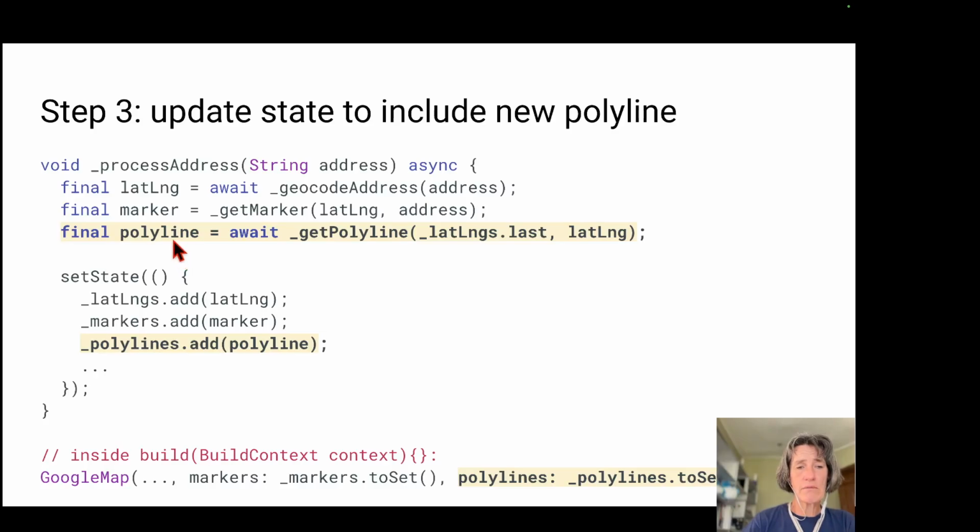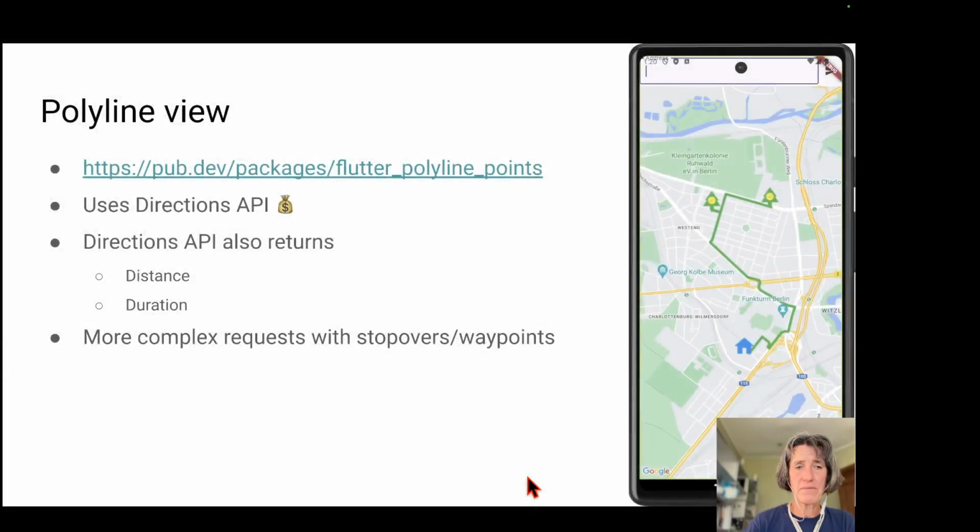Now, once I create this new polyline, I need to add that to my state. So before I only had a list of markers, now I also have a list of polylines. I add my polyline, and that will cause my Google Maps object to be redrawn, because it's a state change. And rather than just getting the new list of markers, it now also gets the new list of polylines. And this is how it looks then. Here I have my start point and two endpoints and kind of the green line of driving directions in between.